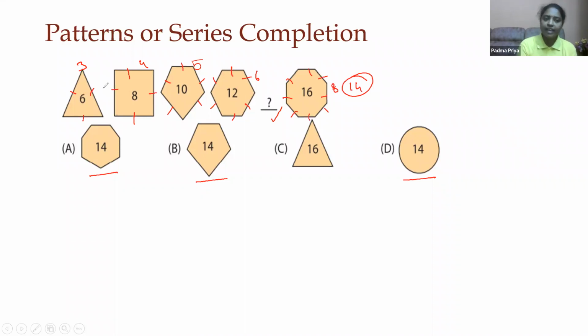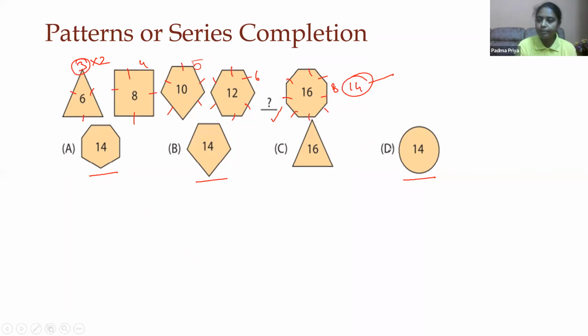Now, did you observe any logic behind this number 3 and 6? This number 3 is doubled, that is, you multiplied it with 2 to get 6. Similarly, this number is multiplied with 2 to get 8. 5 is multiplied with 2 to get 10. That means we have observed a logic. What is the logic?